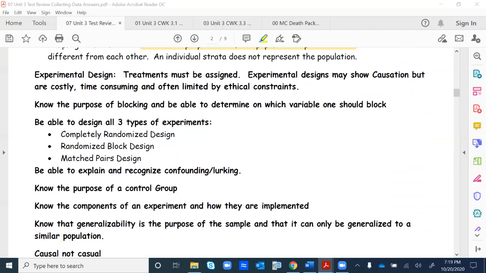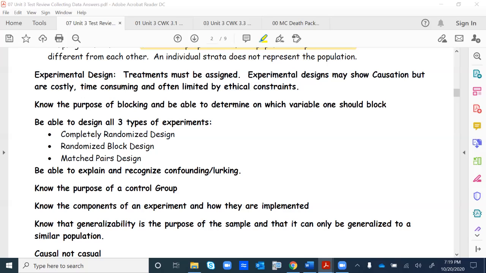Experimental design. Treatments must be assigned. You must say how they are assigned. So that means I put the names in a hat, I blocked, whatever you needed to do. You must say how you did that. And that's what sets experiments apart from observational studies: treatments are assigned.